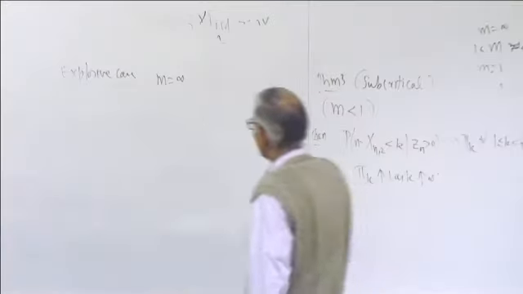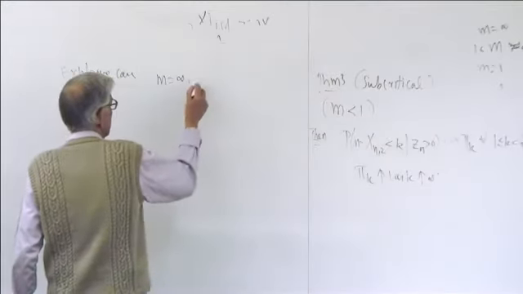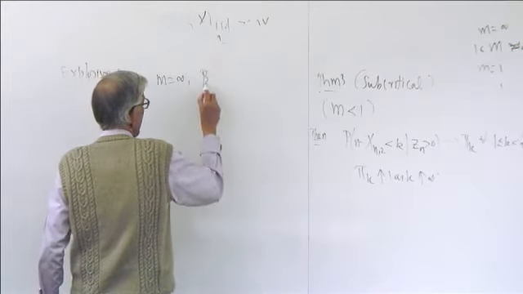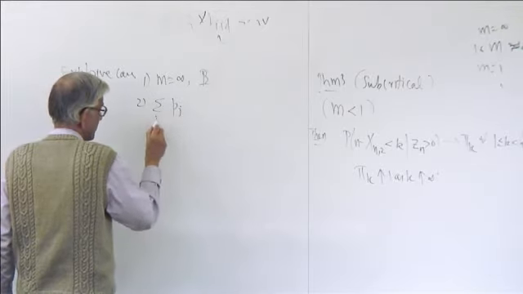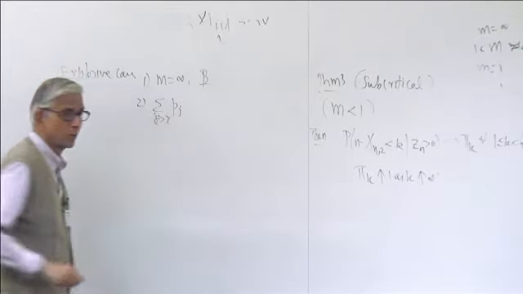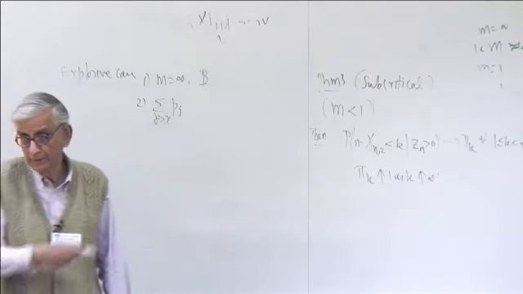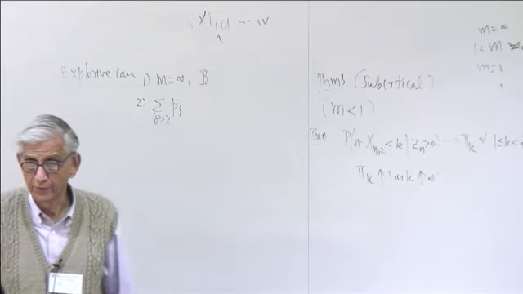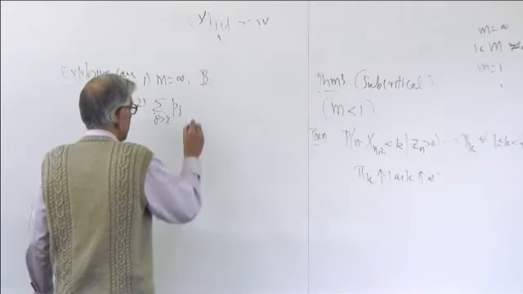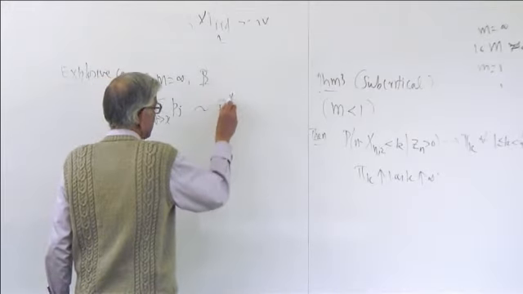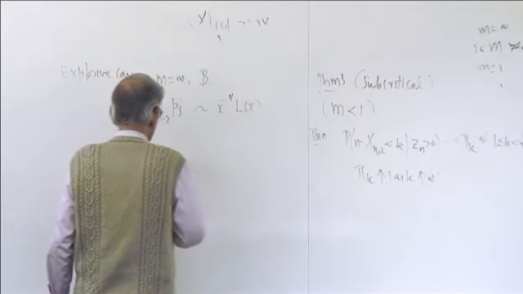But then it turns out that I need one more hypothesis, in addition. I have to assume that the summation of pj for j greater than x, the so-called tail probability, is going to go to 0 as x goes to infinity. But I want it to go to 0 reasonably slowly. This is equal to x to the power minus alpha times a slowly varying function.